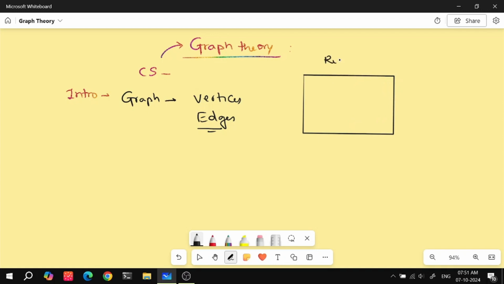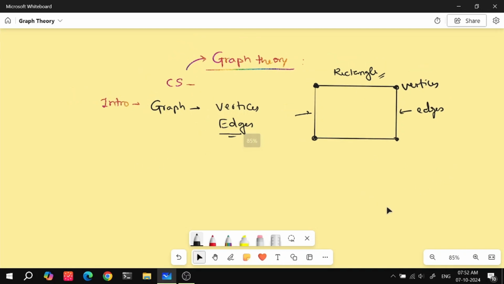This is a rectangle. These points where the sides are joining are called vertices, and these are called edges. A graph also looks something similar to this one, but it can be more complicated than this. This is a simple rectangle, and this is just a shape.